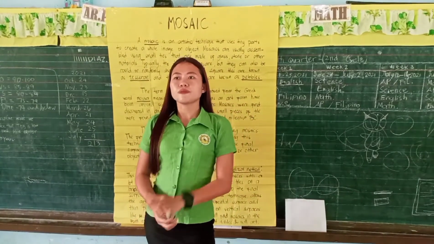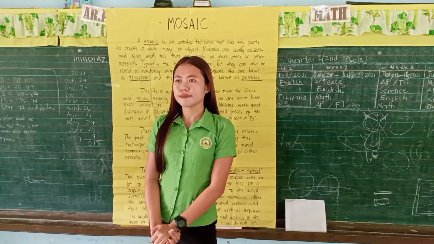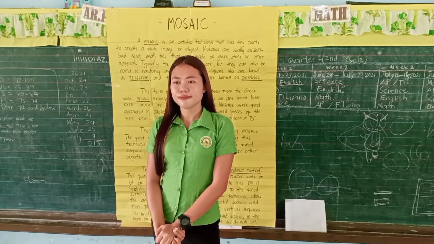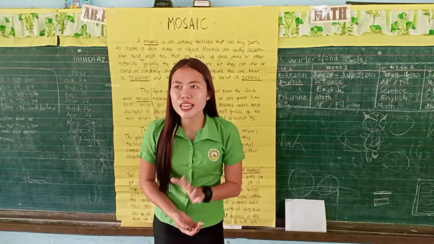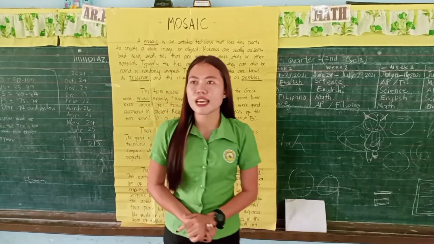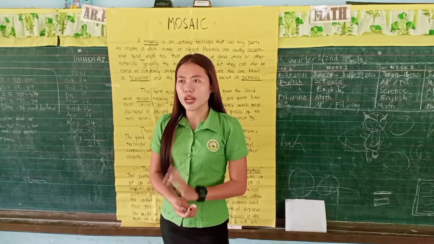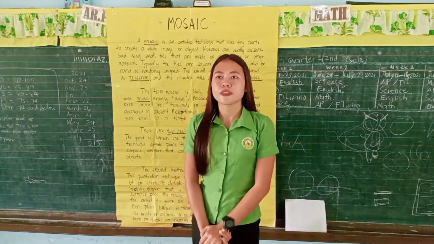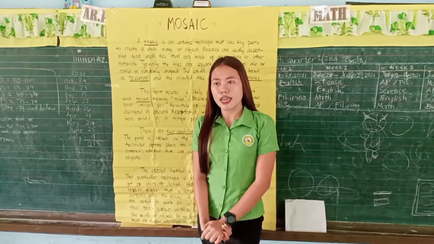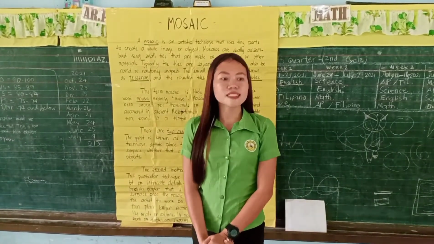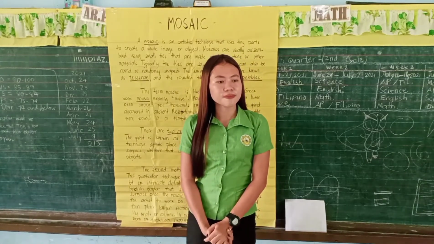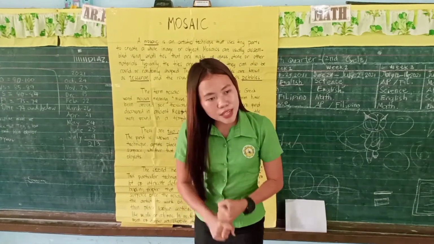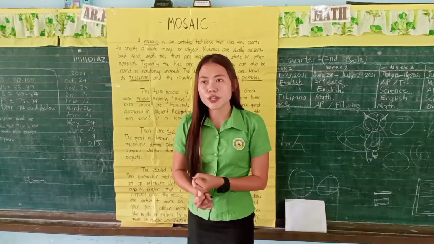Okay, again. So, what is mosaic art? Anyone? Yes, Raven? Okay, very good answer. So, mosaic is an artistic technique that uses many parts of tiny objects to create a whole image or object. Okay, very good answer. Next. What are the two methods of creating a mosaic? Yes, Prasha? Very good answer. So the two methods are called direct method and indirect method. Okay, very good.